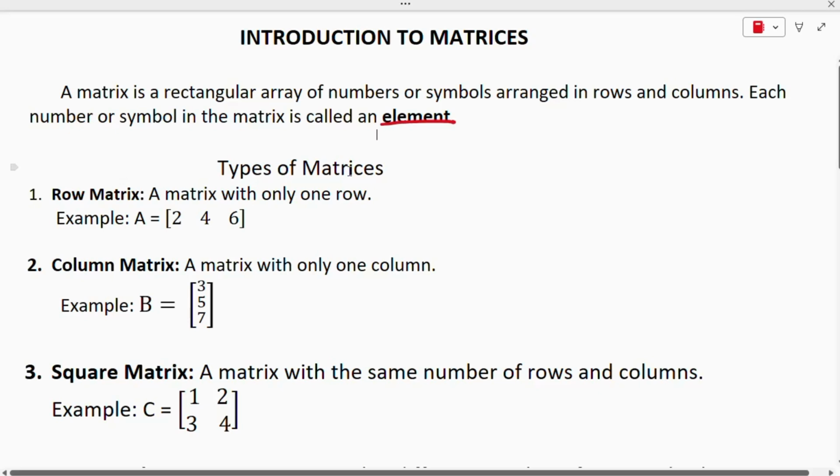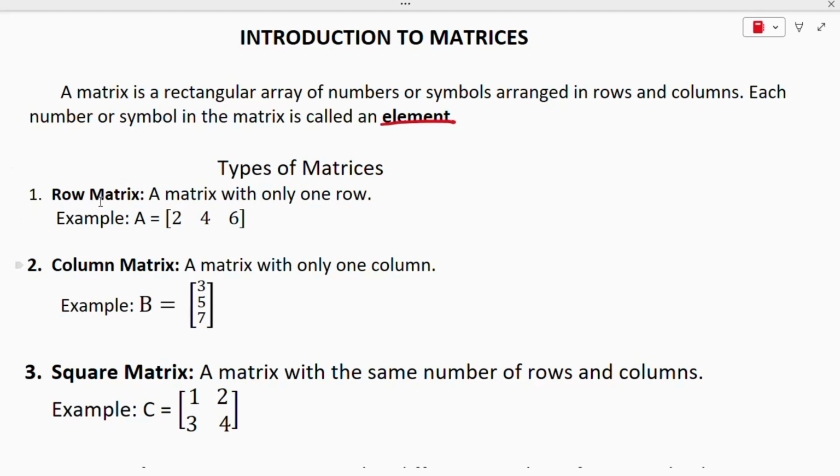Now there are different types of matrices. The first type is called the row matrix. A row matrix is a matrix that consists of only one row. And if you take a look at this example right here, this particular matrix has only one row and it has the elements 2, 4, and 6. So this is an example of a row matrix. So you want to notice that a row matrix is horizontal.